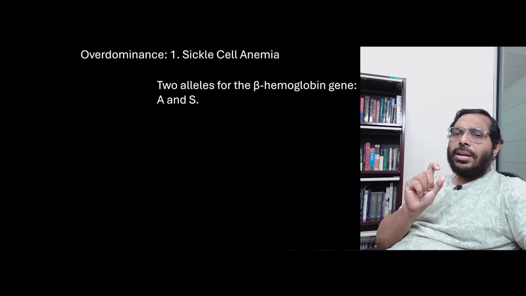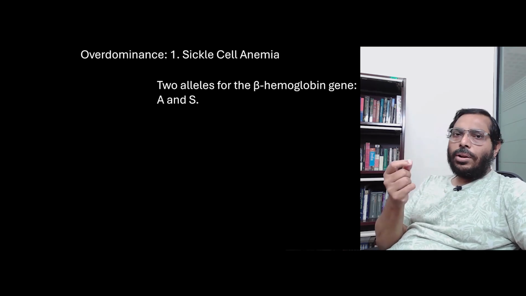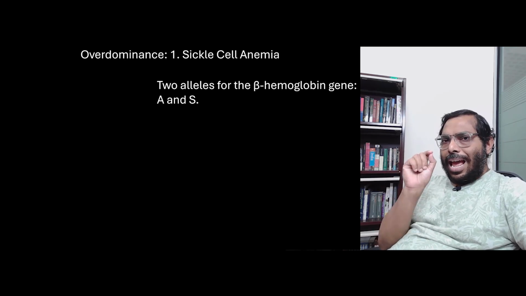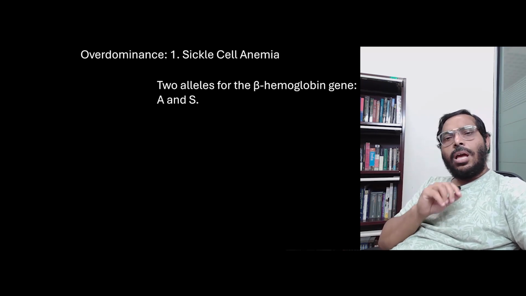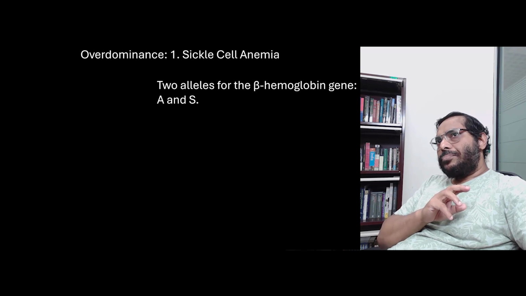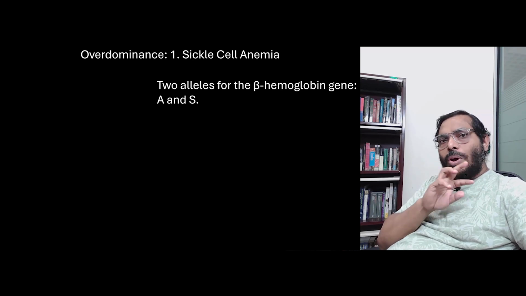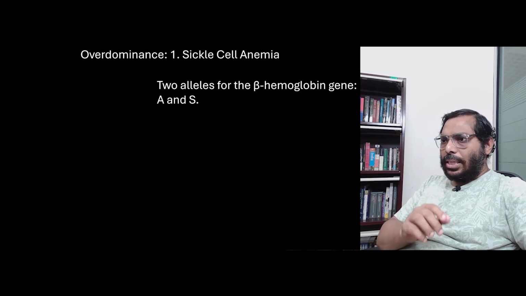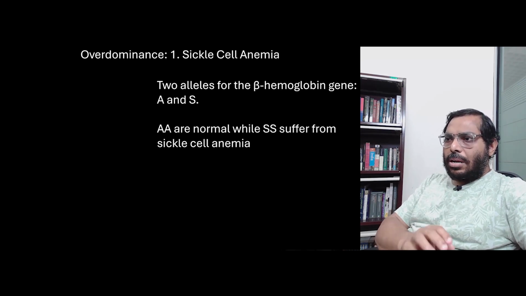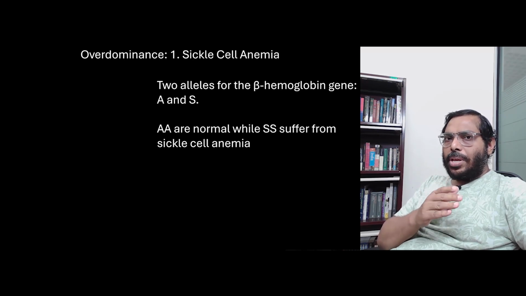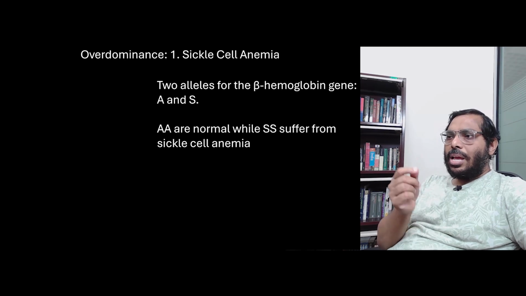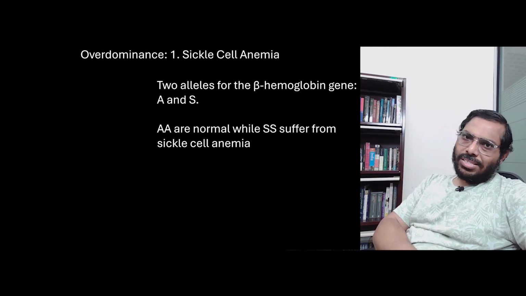So, basically the way it differs from the regular form of hemoglobin is that it has a point mutation, a single nucleotide mutation, because of which one amino acid changes. And because of the change in that particular amino acid, individuals who are AA end up being normal phenotype, whereas individuals who are homozygous for the mutant end up suffering from a disease called sickle cell anemia.